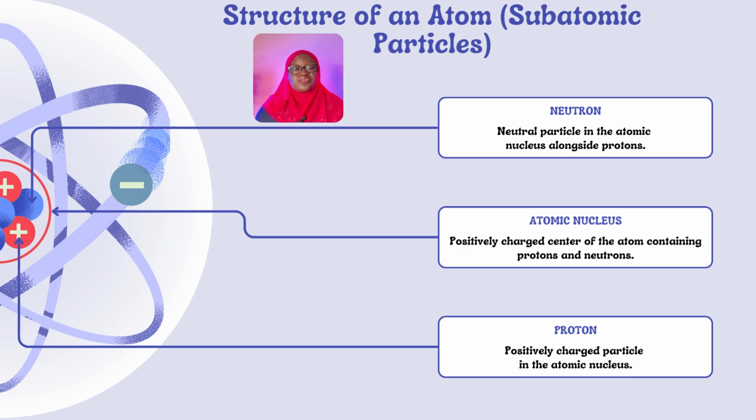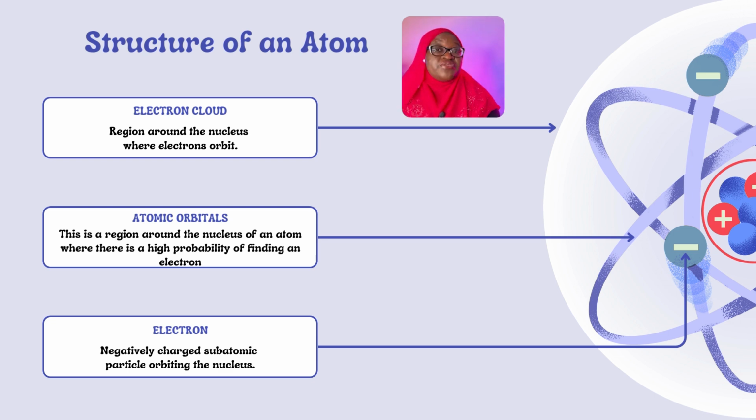Now, where do these subatomic particles reside in an atom? Because these subatomic particles have their own position in an atom. So now we know the three subatomic particles present in every atom: proton, electron, and neutron. Protons are positively charged, electrons are negatively charged, and neutrons are neutral. They have no charge. But where do these subatomic particles reside? Where do they live in an atom?